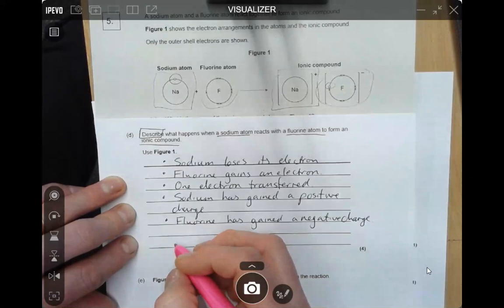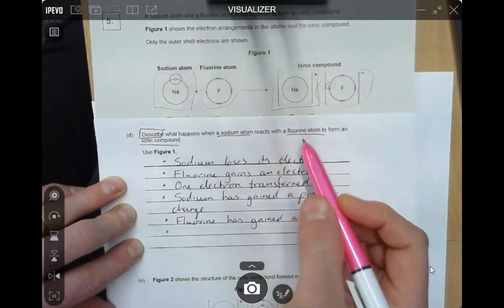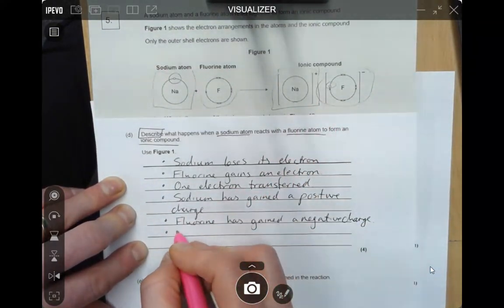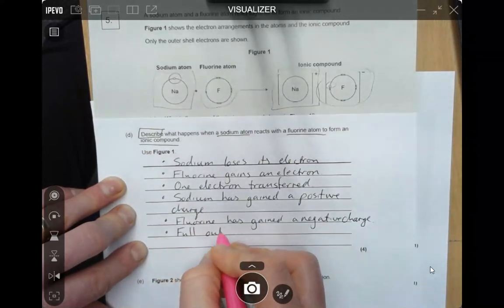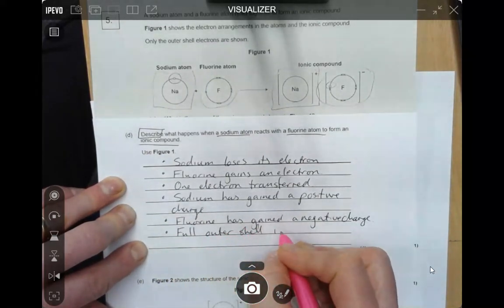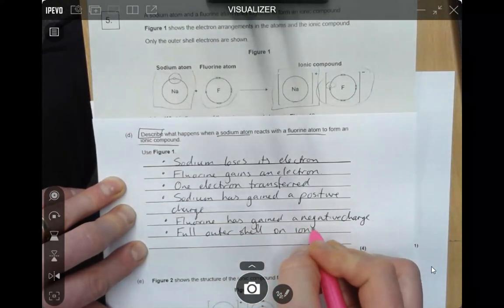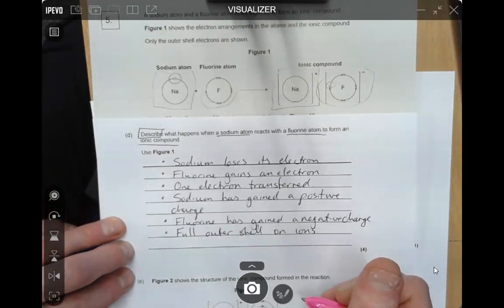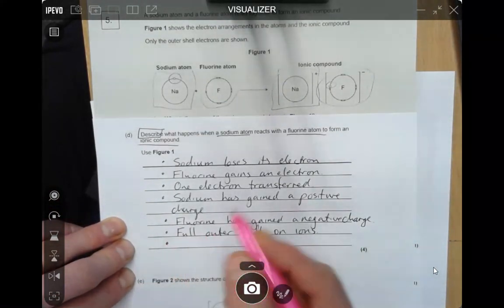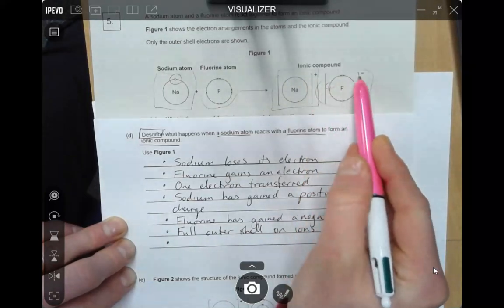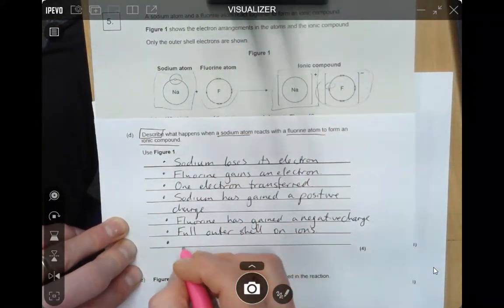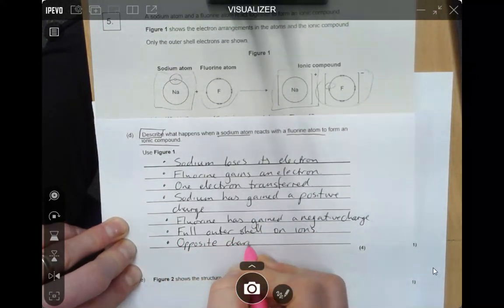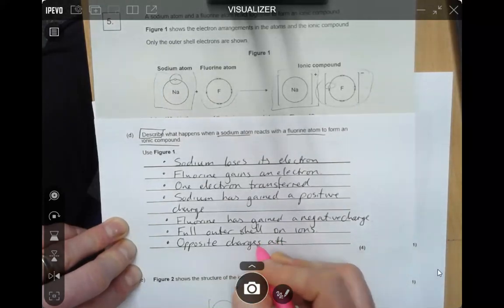Now, a little bit further on from that, we could also go on to say that each of these ions now has a full outer shell. And that makes them more stable. And another final point is we could say that because these are positive and negative, they are now going to be attracted to each other. So the opposite charges attract.